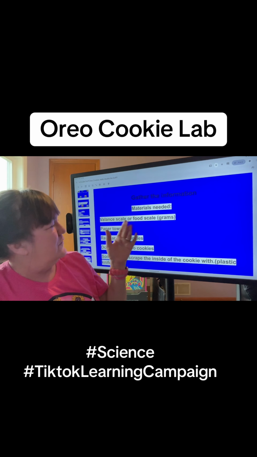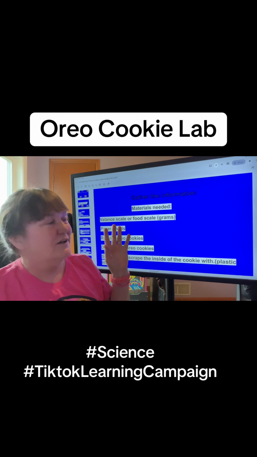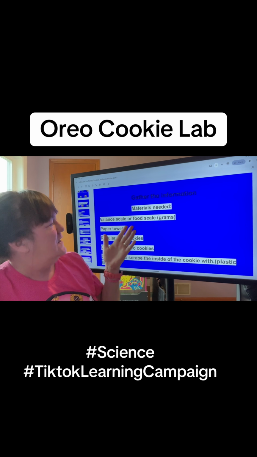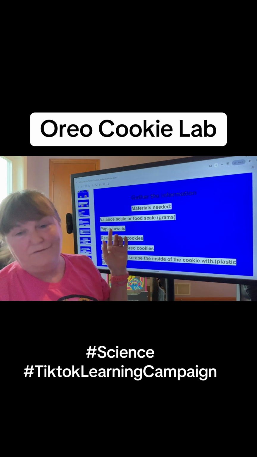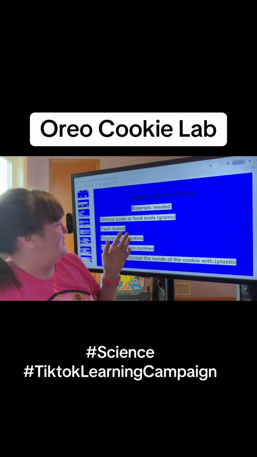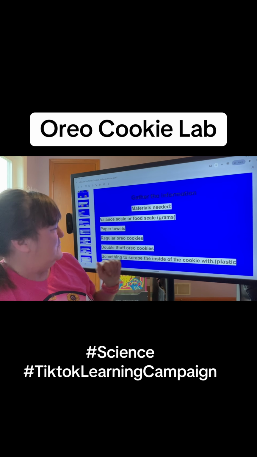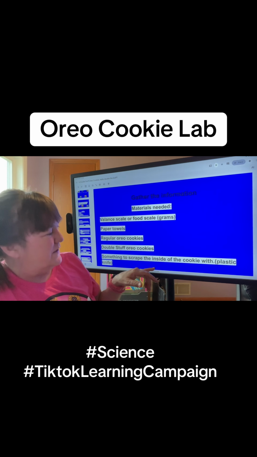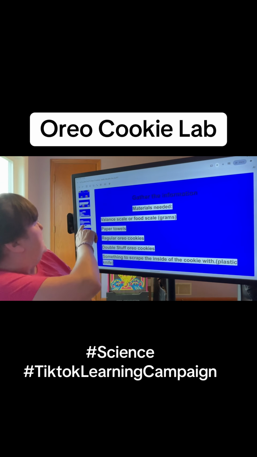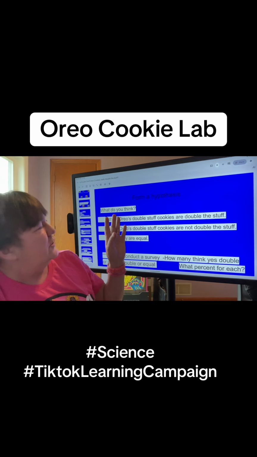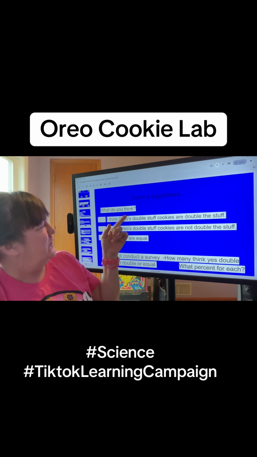So you gather the information. You're going to make sure you have the materials: a scale. Now they have digital scales. I had a balance scale. Paper towels, regular Oreo cookies, double stuffed Oreo cookies, something to scrape the inside of the cookie with, a plastic knife. Okay. You're going to form a hypothesis. What do you think will happen?